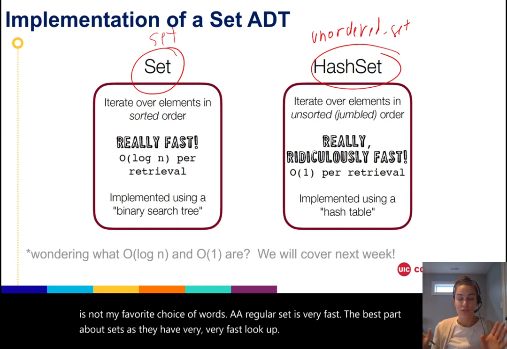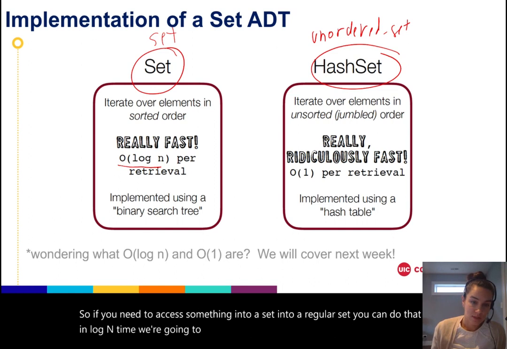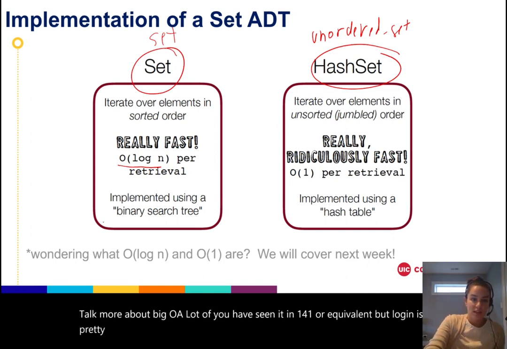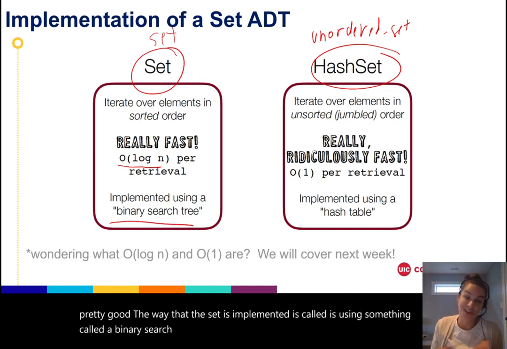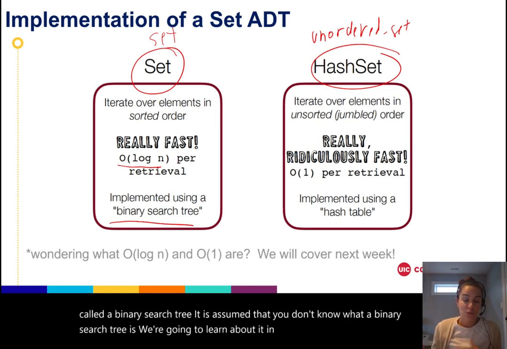So if you need to access something in a regular set, you can do that in log n time. We're going to talk more about big O. A lot of you have seen it in 141 or equivalent, but log n is pretty good. The way that the set is implemented is using something called a binary search tree. It is assumed that you don't know what a binary search tree is. We're going to learn about it in this class, but it's one of our data structures.